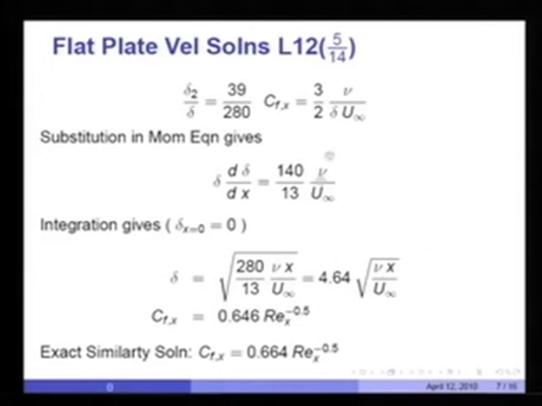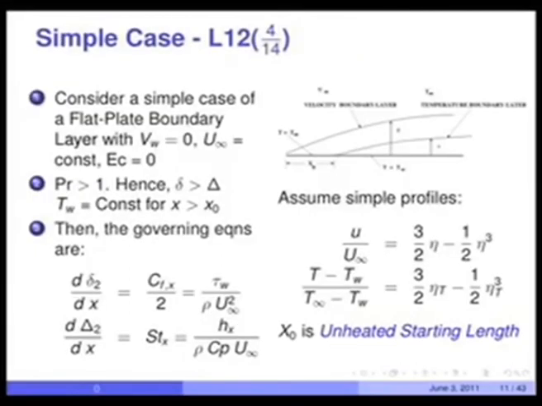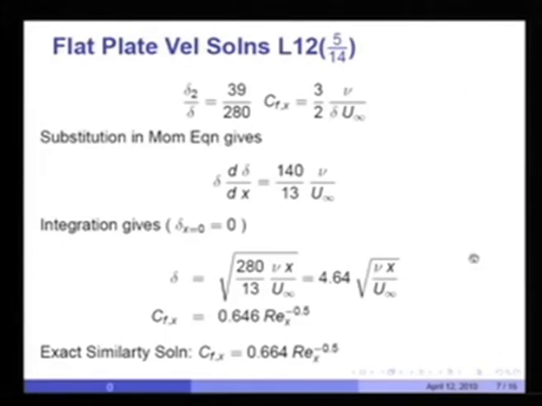If I now substitute this delta in the definition of CFX, 3 by 2 nu over u infinity delta, then it can be shown that CFX is 0.646 Reynolds x to the minus half. Now, you will recall from our exact similarity solution, we had obtained CFX equal to 0.664 Reynolds x to the minus half. So, even though we have chosen a very simple velocity profile here, 3 by 2 eta minus 1 by 2 eta cube, we have obtained a result which is very, very close to the exact solution.